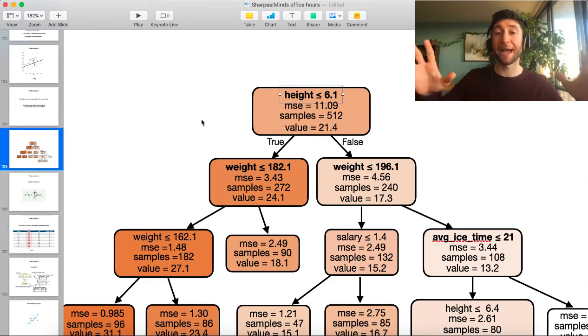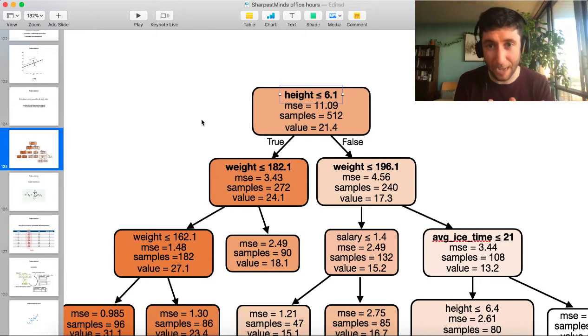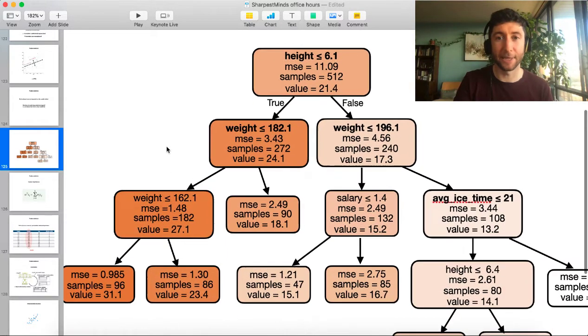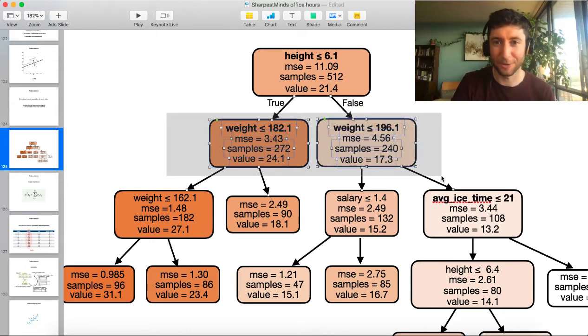For now, let's just imagine that we were handed this threshold from on high. Some oracle came in and said, hey, the very best possible question that you can ask is: is the height less than or equal to 6.1? We'll explain how exactly that oracle came to that conclusion in just a second. But first, we have to go forward to this next layer of the tree.